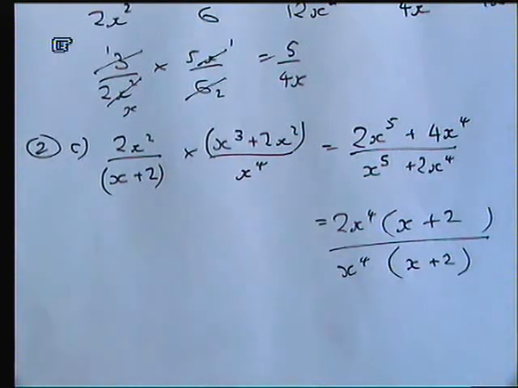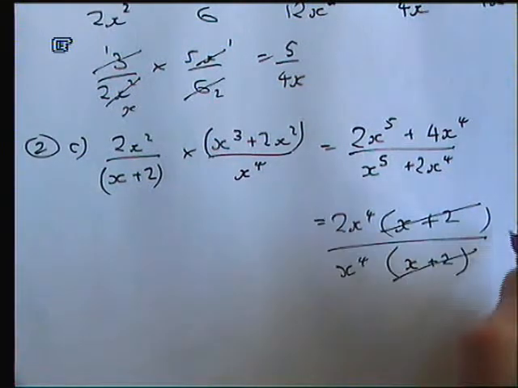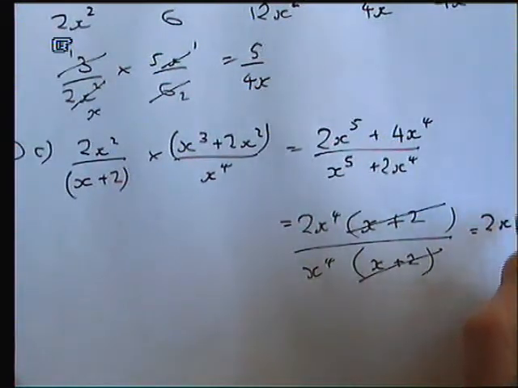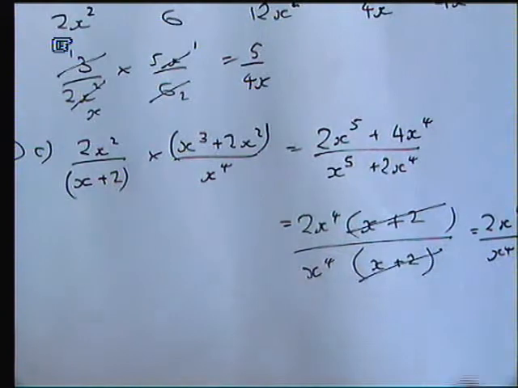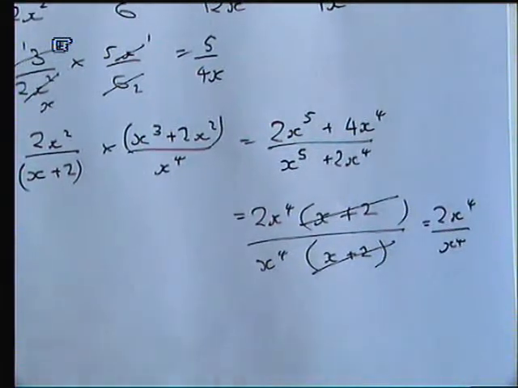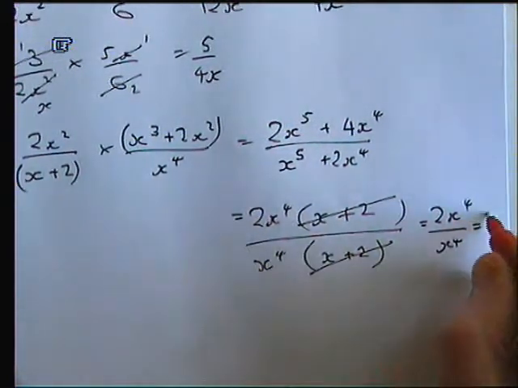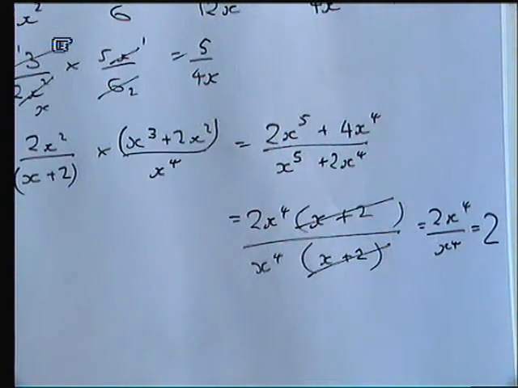What next? Now you cancel out the x plus 2s. Cancel out the brackets. That now leaves me with 2x to the 4 over x to the 4. You can cancel the x to the 4s. So my final answer is? 2. Okay. So that's question 2.